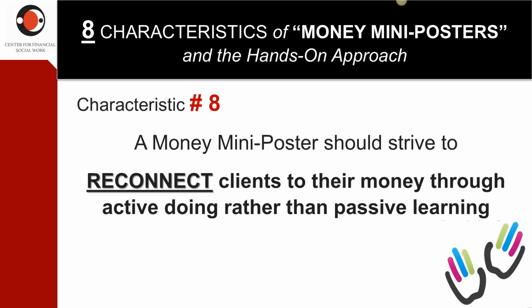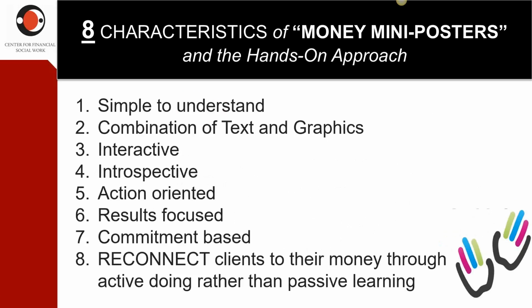Finally, characteristic 8. We want to help clients strive to reconnect to their money through active doing rather than passive learning. Our whole certification is created on using the transformative model so that we transform behaviors. We don't just tell people what to do. We help them change their thoughts, feelings, and attitudes in a positive way. Okay, so there's the list of 8.